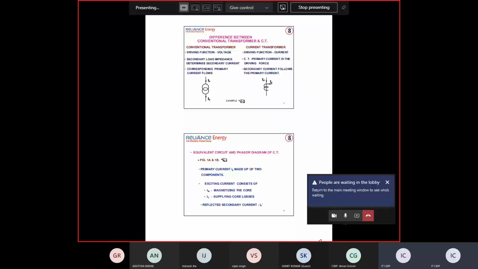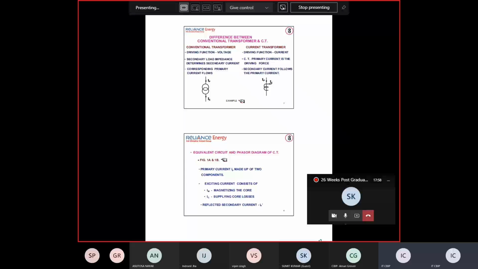At the same time, people should understand the equivalent circuit and phasor diagram. This is very easy. I hope it is not new for us. How the primary current is made up of two components: one is the magnetizing current, and the other is what current? Two components: magnetizing current, correct. So the exciting current, and the other is the secondary current.